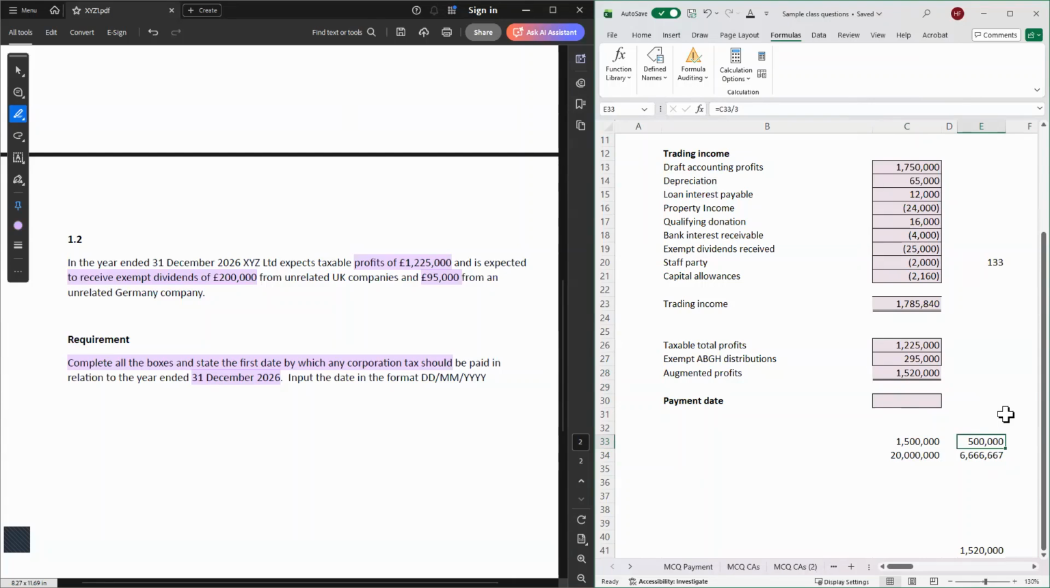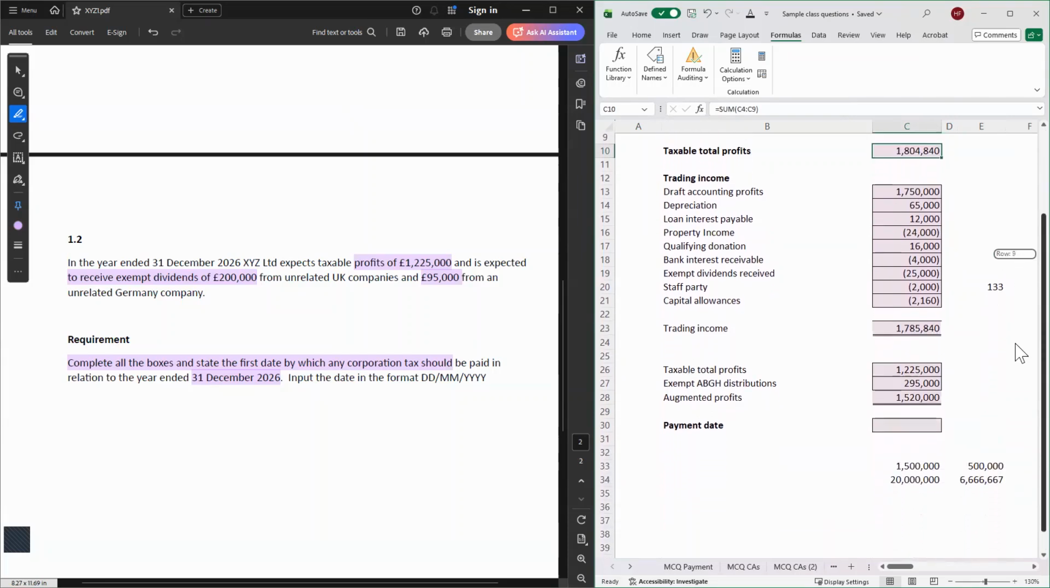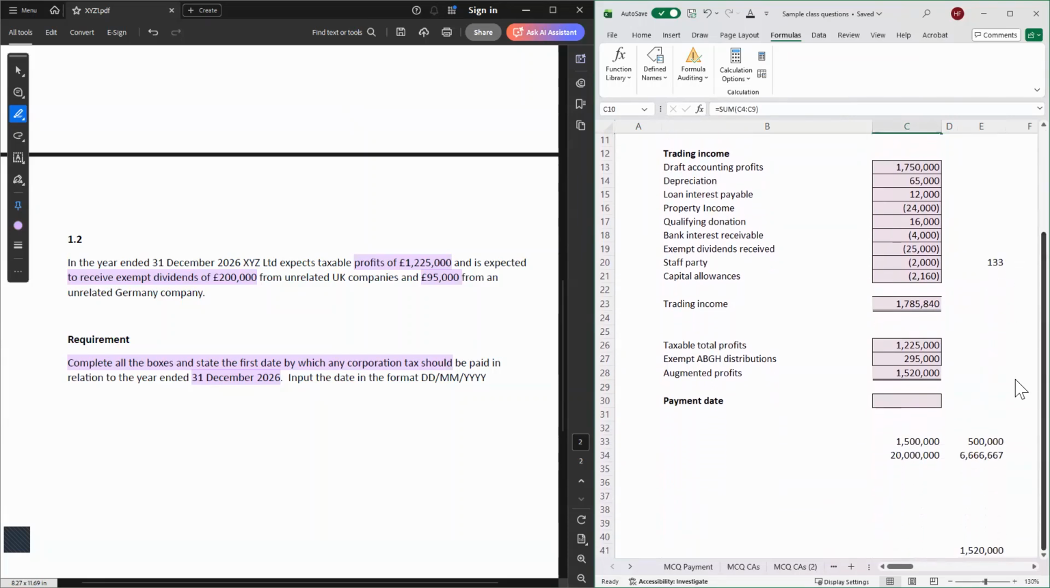They wouldn't have to pay by instalment payments if the year before they weren't large. But if we look back to the total taxable profits for the year before, they were clearly above this level of profit. So they had profits of above 500,000, which means the augmented profits will be above 500,000. So they would have paid by instalment payments the year before. So that means this company must pay by instalments for the year to 31st December 2026.